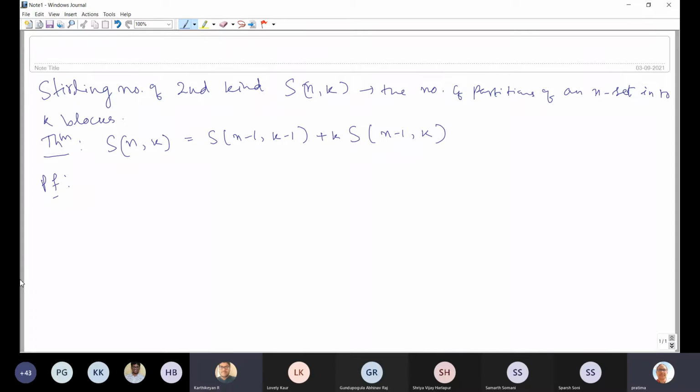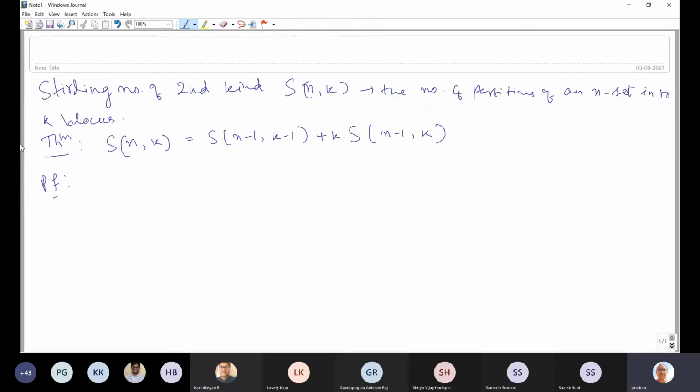Okay, Karthikeyan. The number of ways of dividing n things into k blocks is the same as the number of ways of dividing n-1 things into k blocks and then adding the remaining element to any of the k blocks, plus taking the n-1 elements into k-1 blocks and then keeping the extra element separate. Okay, it is like that.